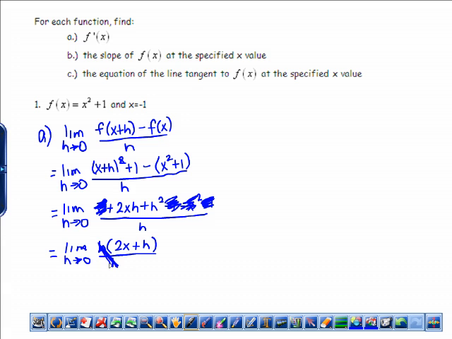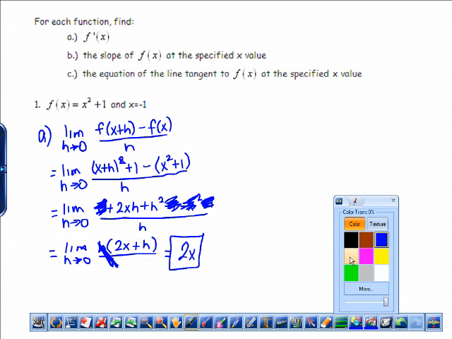The h's now cancel, and now we can do the substitution. Okay, so now if I substitute 0 for h, I am left with 2x. This is the answer to the first question. What is the derivative? What is f prime of x? It's 2x. What does this mean? This function right here, it's a whole new function. This is describing the tangent line at any given x. So what we're going to look for in part B is finding the slope of f of x at the specified x value.